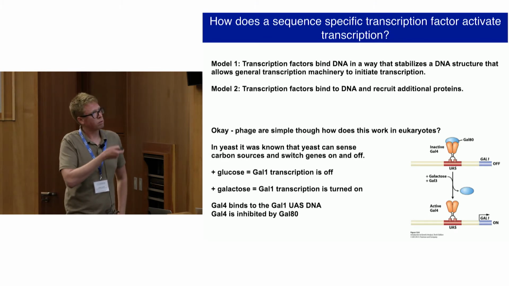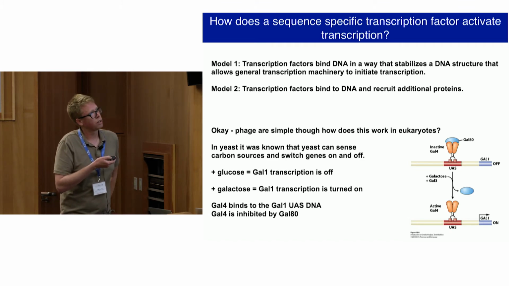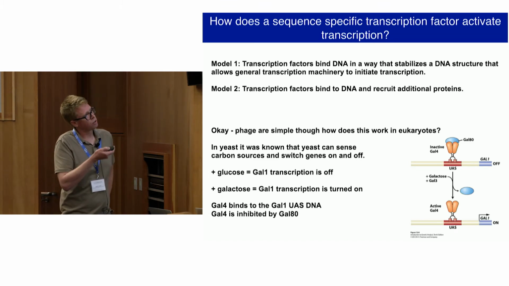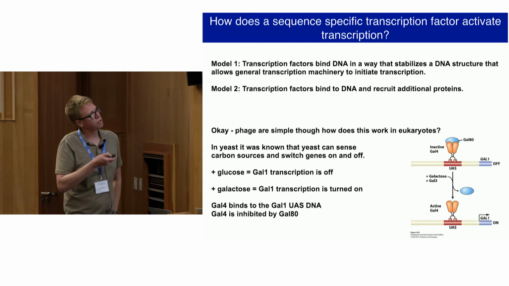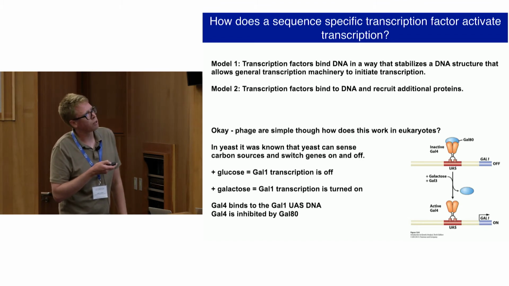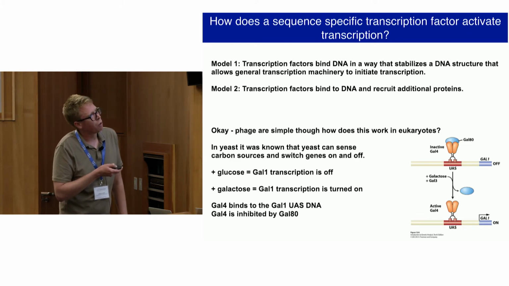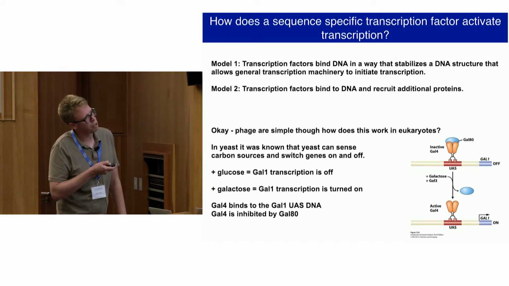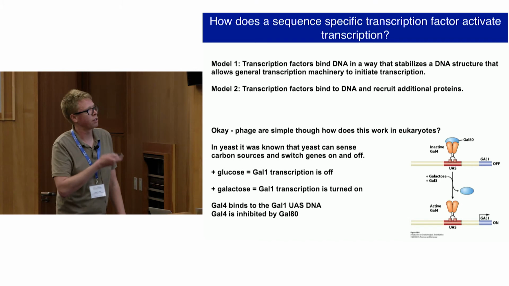So in yeast, around the same time, people were trying to ask the same question using the glucose-galactose nutrient switching system or sensing system, and they knew that this is a nice system for studying transcription because it's fairly simple. In the presence of glucose, you have Gal1 transcription off, and you have this Gal4 protein that is bound to the Gal1 promoter, but it's inactivated by the presence of this Gal80 gene. When you add galactose, galactose binds to Gal3 and induces release of Gal80. The Gal4 protein, which is bound to the promoter of Gal1, then induces transcription of this Gal1 gene.